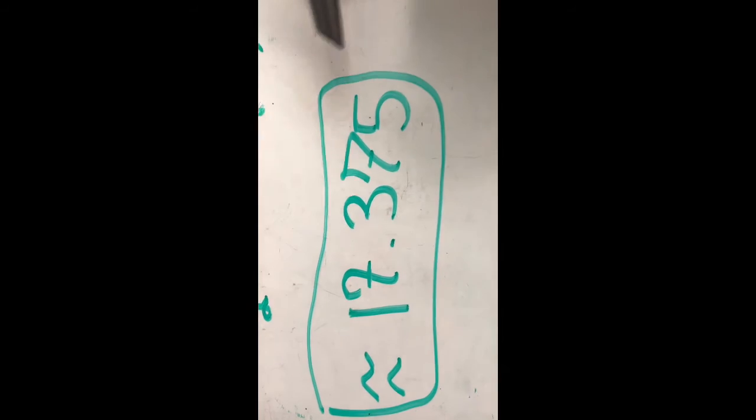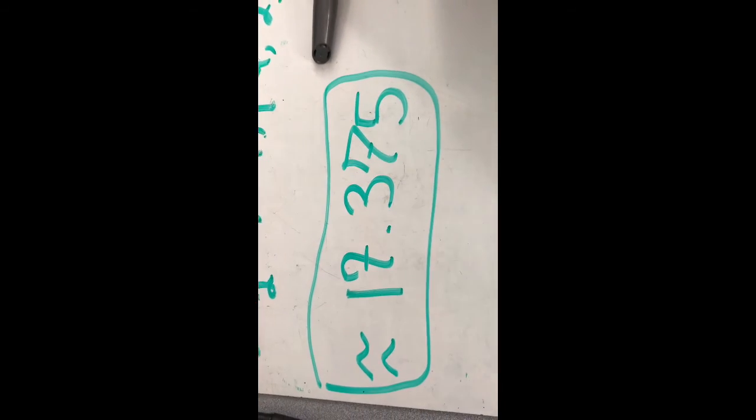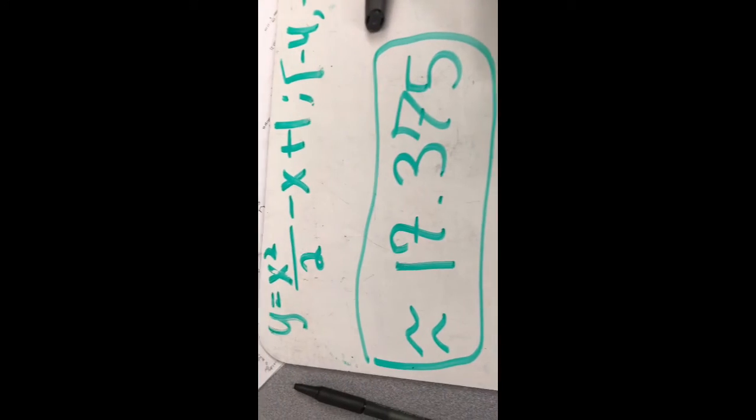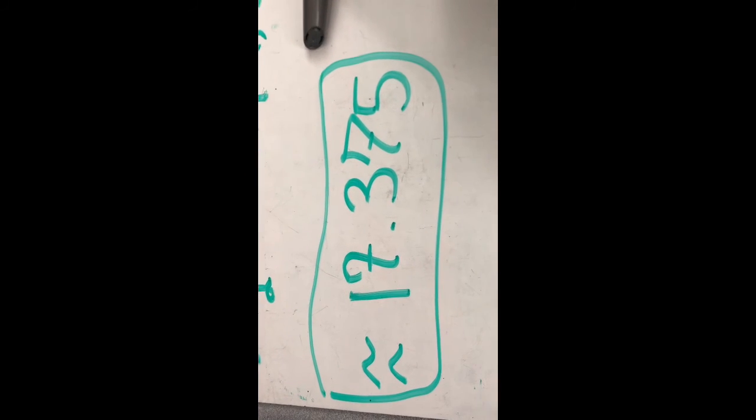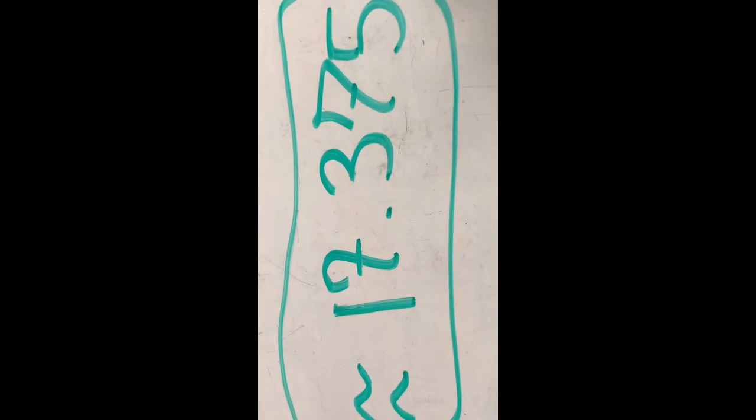Okay, so once you find the f of x's and find the area of the trapezoids and add them together, you should get this number.